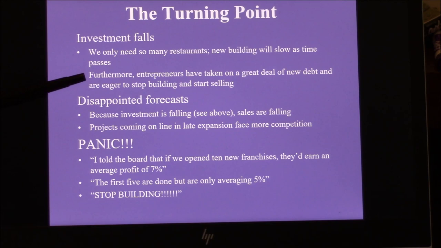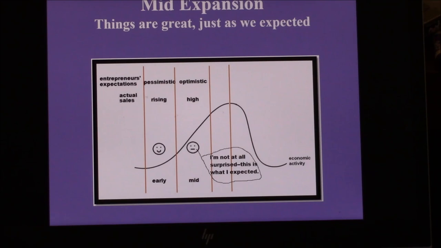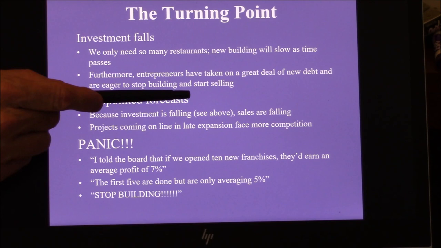Going back to this right here, we're building lots and lots of new restaurants in here, but we're not going to build restaurants forever. I mean, in fact, we don't want to because building a restaurant is expensive and it doesn't make money until we open the doors. And so we have a target number we want to build. We build them and we stop. But when you stop, investment falls. And you're taking on a great deal of debt. And so you're eager to stop building and start selling.